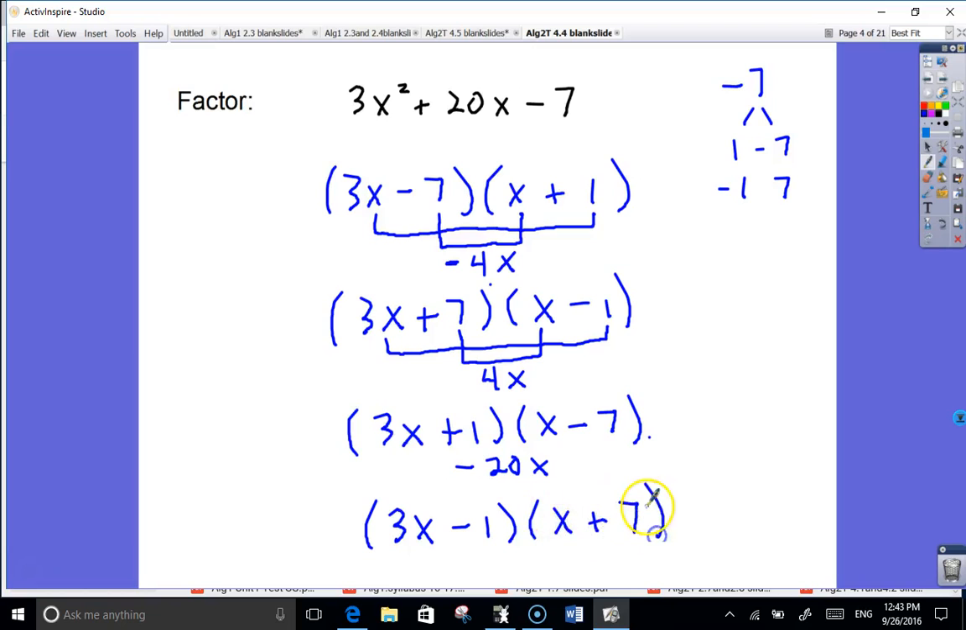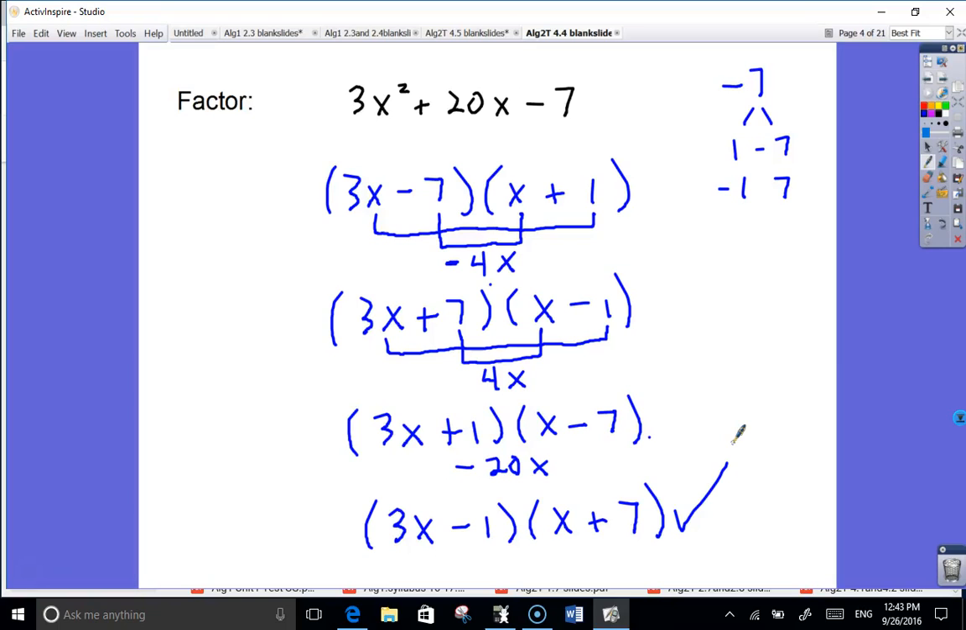Okay, now what do we get when we do the FOIL? We'll get 3x squared plus 21x minus 1x minus 7. That's it. Right? So that is called guess and check. And it's particularly useful if you've got prime numbers for the A and the C. Then there's not that much guessing to do.